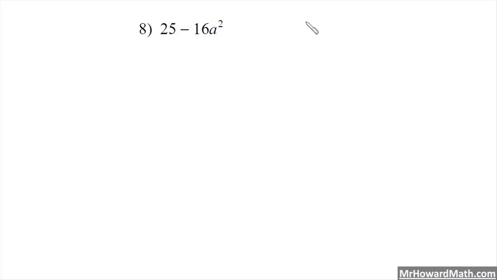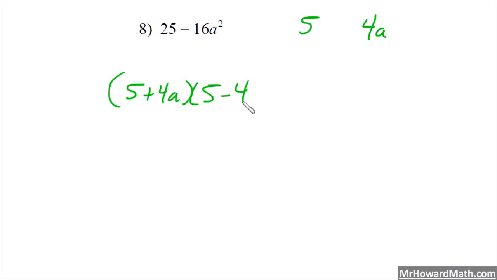The square root of 25 is 5. The square root of 16a squared is 4a. Okay, the square root of 16 is 4. The square root of a squared is a. So 4a altogether. So all I do, add them in one parentheses, subtract them in the other. And we're done. Okay, and just so you check, 5 times 5, 25. Check. 4a times 4a, 16a squared. Check. So we got the square roots right. You could FOIL it out and make sure.